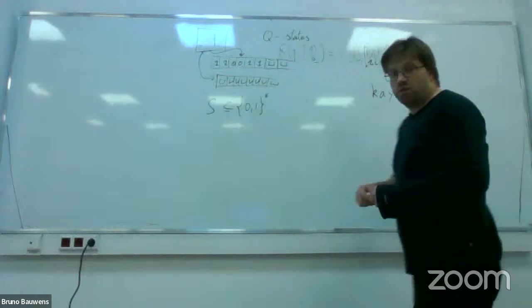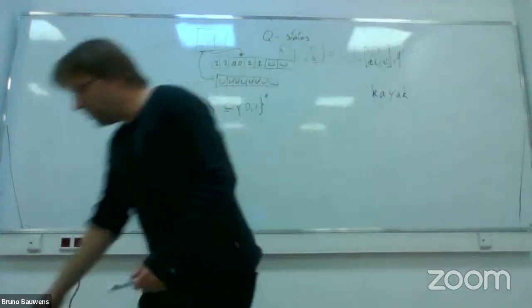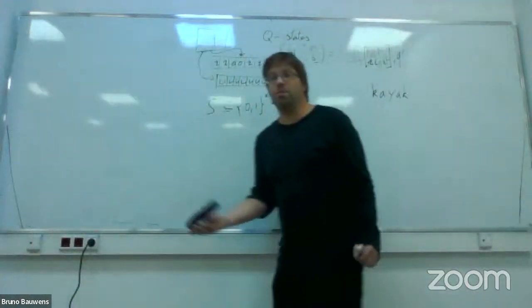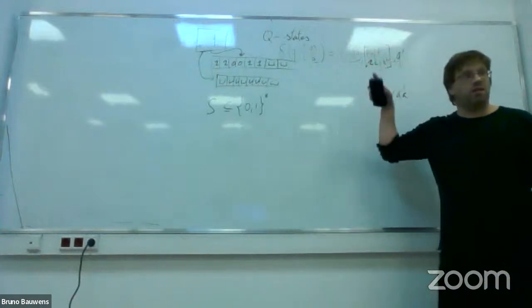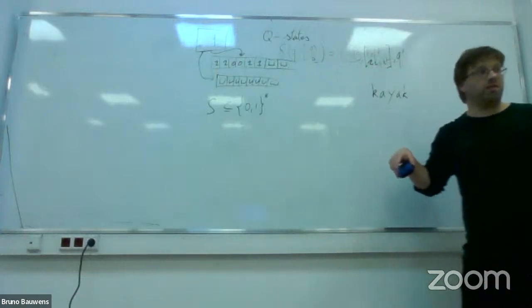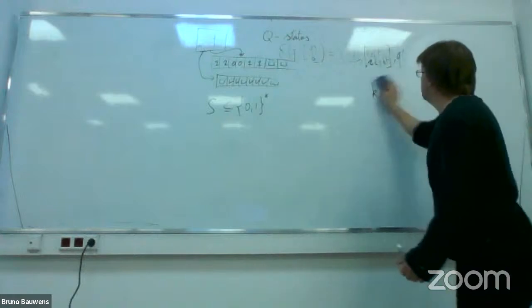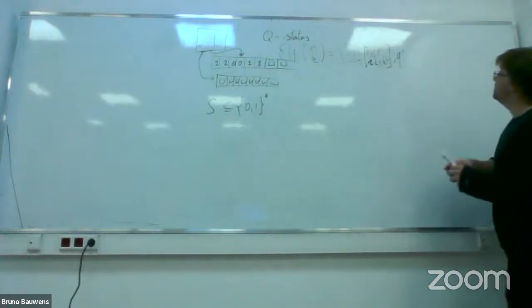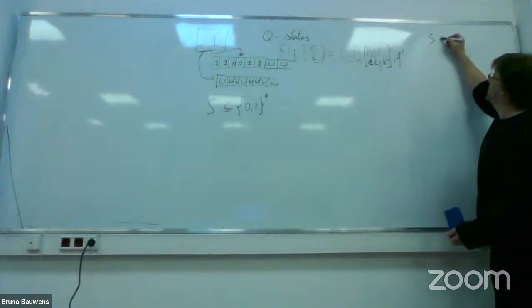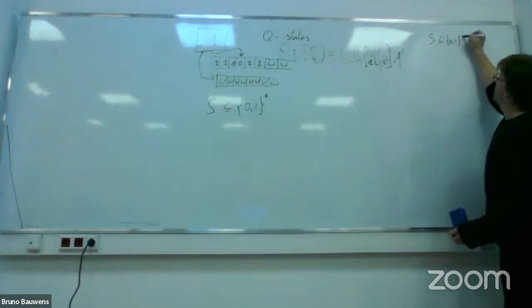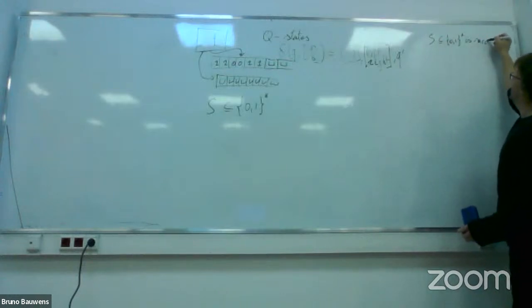I guess I should write it. There are very preliminary notes on the wiki with a list of definitions for computability theory. So first, we say that S, a subset of {0,1}*, is recognizable.